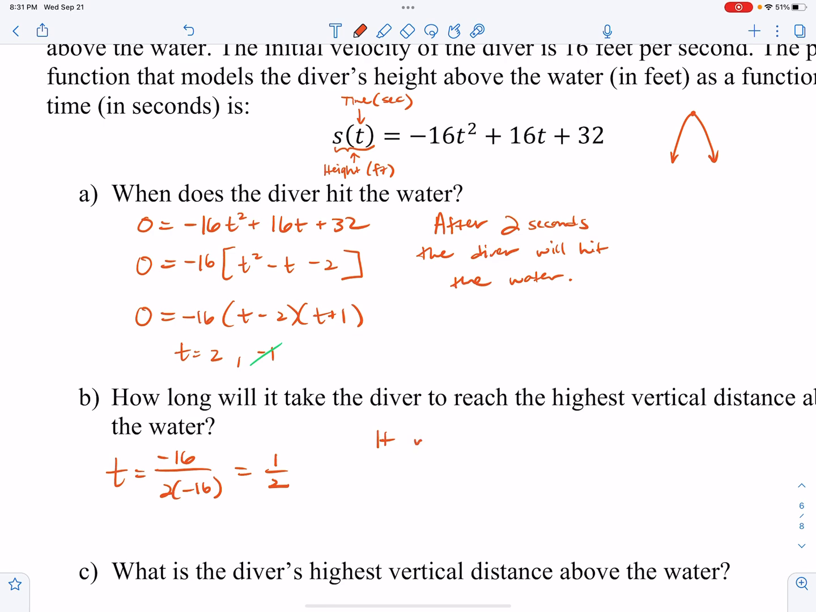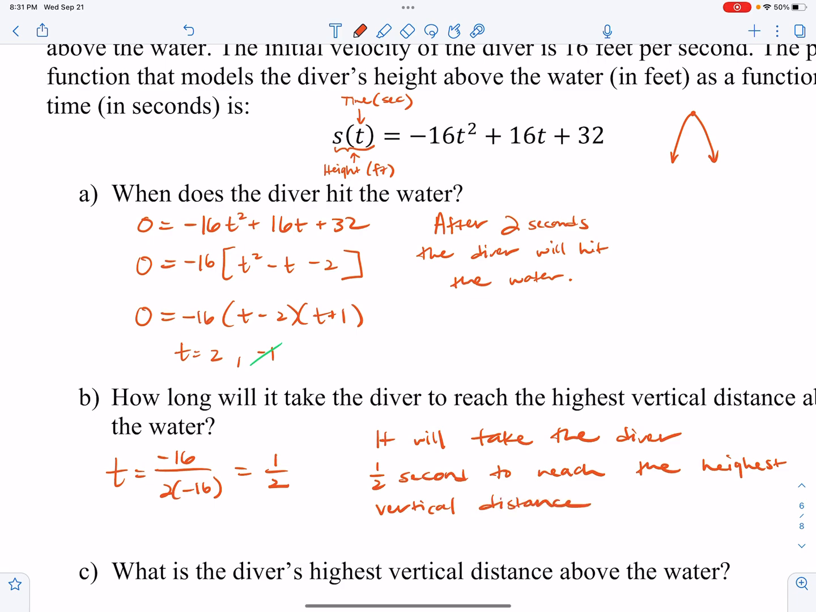So it will take the diver 1/2 second or 0.5 seconds to reach the highest vertical distance above the water.